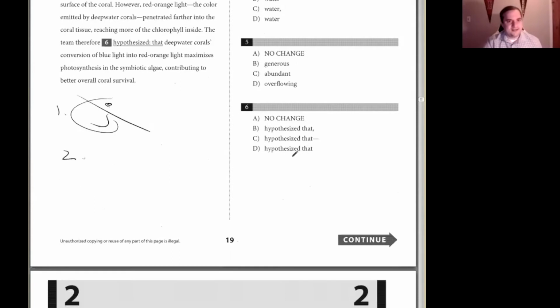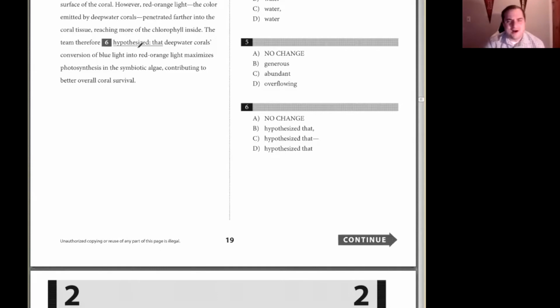All right, 6. Oh, this is another independent clause question. I see a colon, I see a comma, I see an em dash, right? So we're in independent clause land. Now, the team therefore hypothesized, right? That is not an independent clause. Actually, it can be an independent clause. It kind of depends. The team hypothesized could be an independent clause.